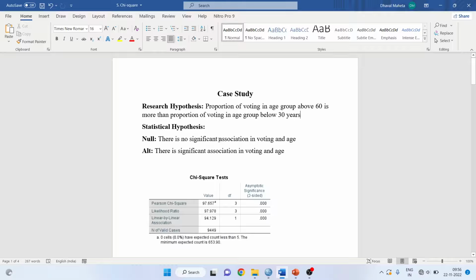So as it is a chi-square, I'll be using the word association. In case of t-test, we are using the word difference. In case of ANOVA, we are using the word difference. I'll request all my viewers to kindly refer my previous videos to understand the flow of this lecture series. So as it is chi-square, the word is association. So our null hypothesis is there is no significant association in voting and age. The alternative is there is a significant association in voting and age.